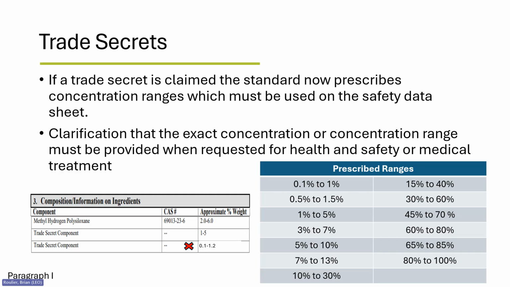The revision also clarifies the exact concentration or concentration range must be immediately provided to healthcare professionals in emergency situations and provided to health and safety or medical requesters in non-emergency situations where the requesters provide the required documentation to show such information is necessary. If ranges overlap, the safety data sheet developer may combine two ranges. For example, the range in the bottom left example would either be 0.1 to 1% or 0.1 to 1.5%, depending on the range in the mixture.